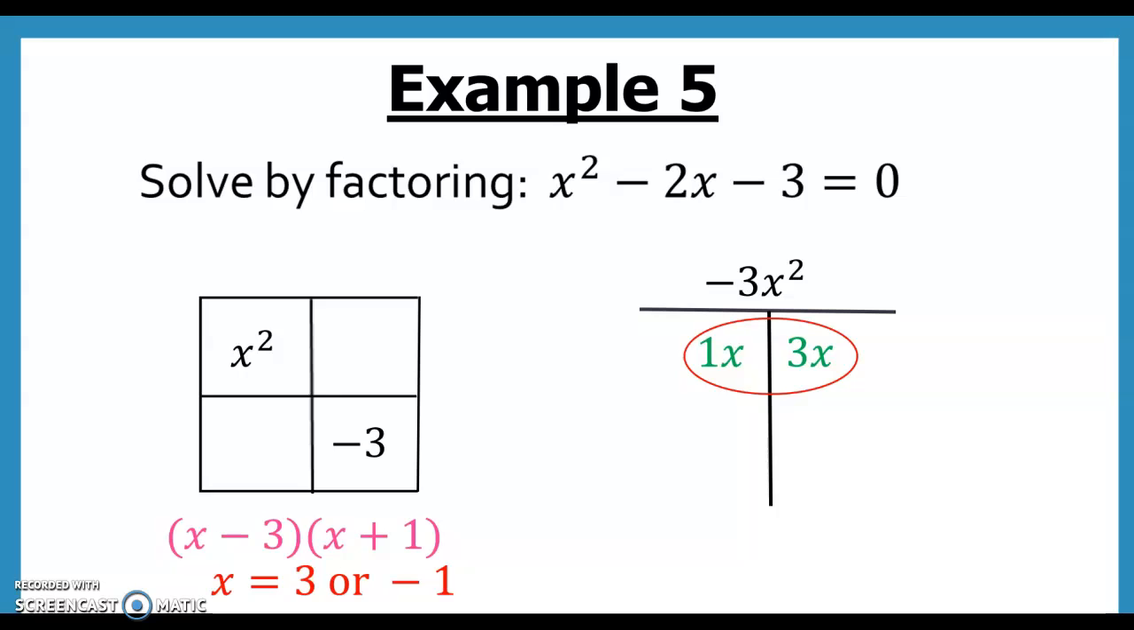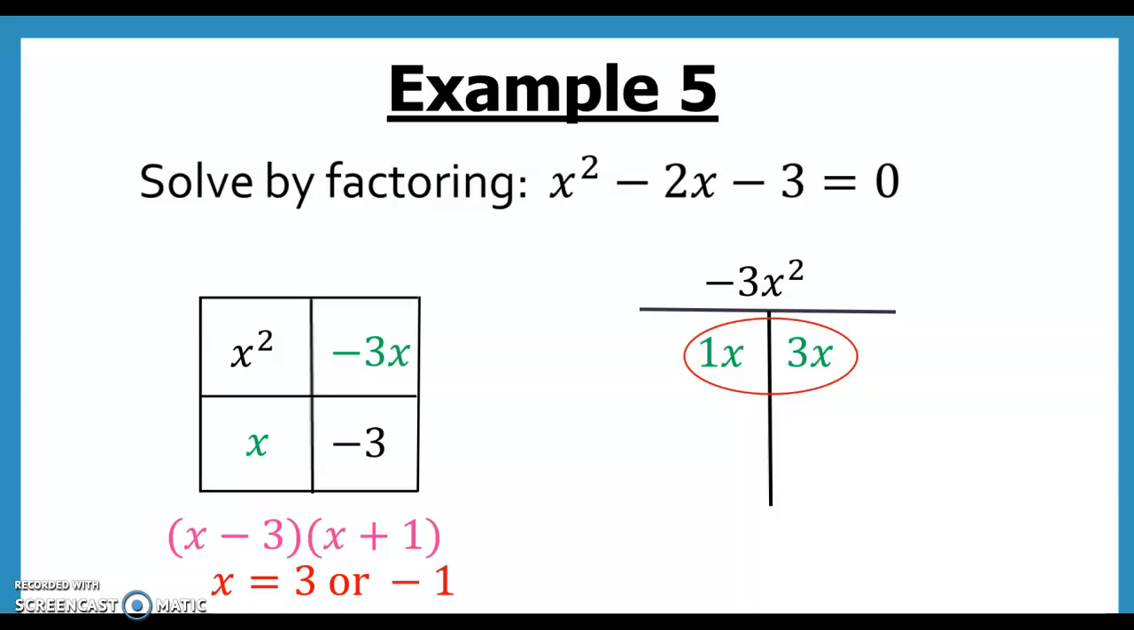So let's think about that. I want to multiply them so that I get negative 3, but I want to add or subtract them so that I get negative 2. Well, how about negative 3 plus 1x? Does that give me negative 2x? It does, and 1 times negative 3 gives me negative 3. So I'm going to put negative 3x right there. I'm going to make the 3 negative, and I'm going to put a positive 1x right there.